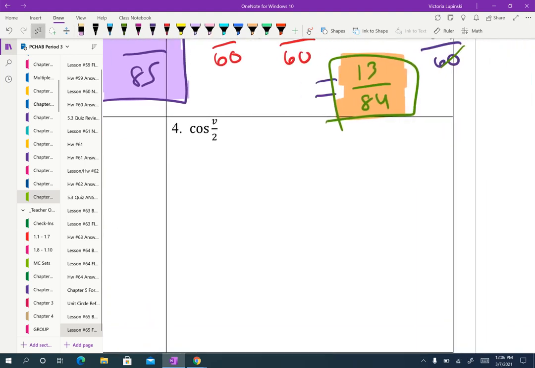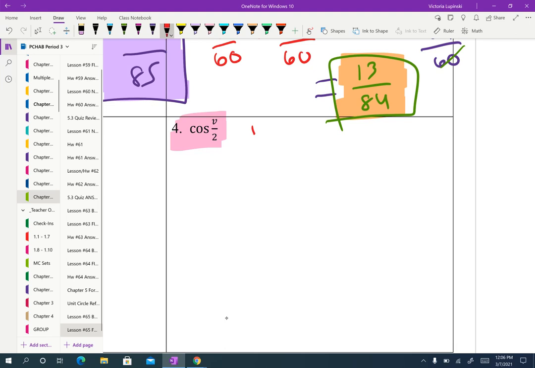Finally, the cosine of v over 2. So again, please notice that this is a v situation, so we're going to be using all of the v information from the top right-hand side. A little bit of extra work here because it's the half angle formula. Whenever there's the half angle formula, remember you have to decide plus or minus.